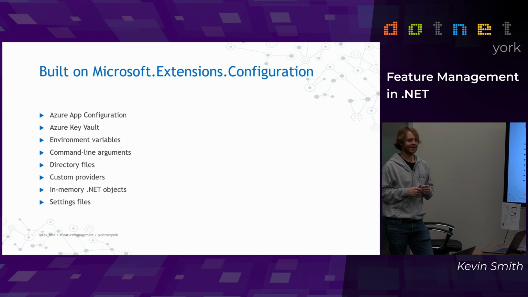And it's built on top of the Microsoft configuration library. So this is the new configuration for .NET. And that's great because that means we can pull the different feature toggles on and off and different configuration from all these different types of configuration providers. So we've got Azure App Configuration, which is fairly new, the Azure Key Vault, environment variables, command line arguments, directories and files, custom providers where you can write your own, and there's loads of different open source ones as well. You can use in-memory stuff, so you can just set them in memory in your code, and you can use JSON setting files or XML ones as well.